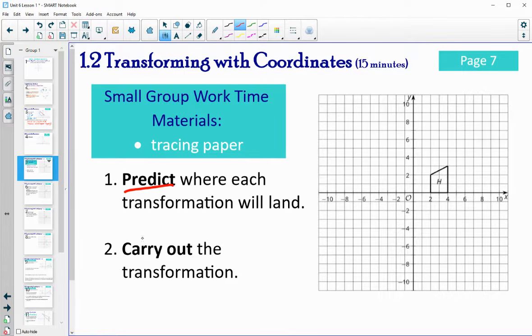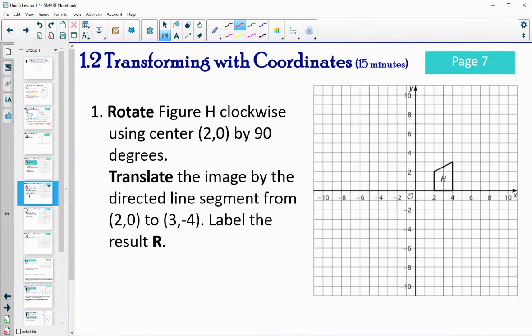So predict first, then actually do it, so that you can think about what's happening before you actually perform the action. So go ahead and look on page 7, and it gives you a few different transformations to complete. So do that and then come back to the video.